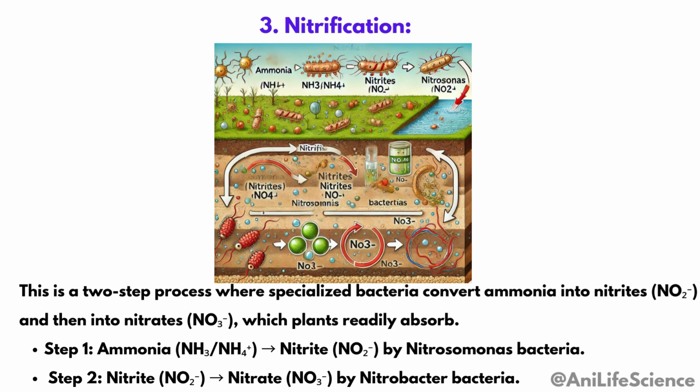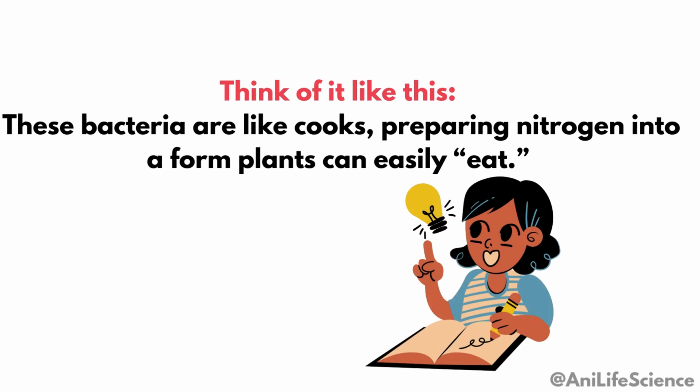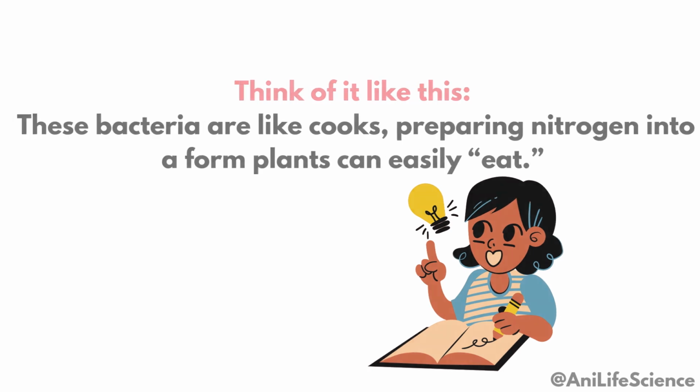Third one. Nitrification. What happens here? Ammonia in the soil is not fully ready for plants yet. It needs to be converted into nitrates, which plants can absorb. This is done in 2 steps by bacteria. Step 1, Nitrosomonas bacteria turn ammonia into nitrites. Step 2, Nitrobacter bacteria turn nitrites into nitrates. Think of it like this: these bacteria are like cooks, preparing nitrogen into a form plants can easily eat.